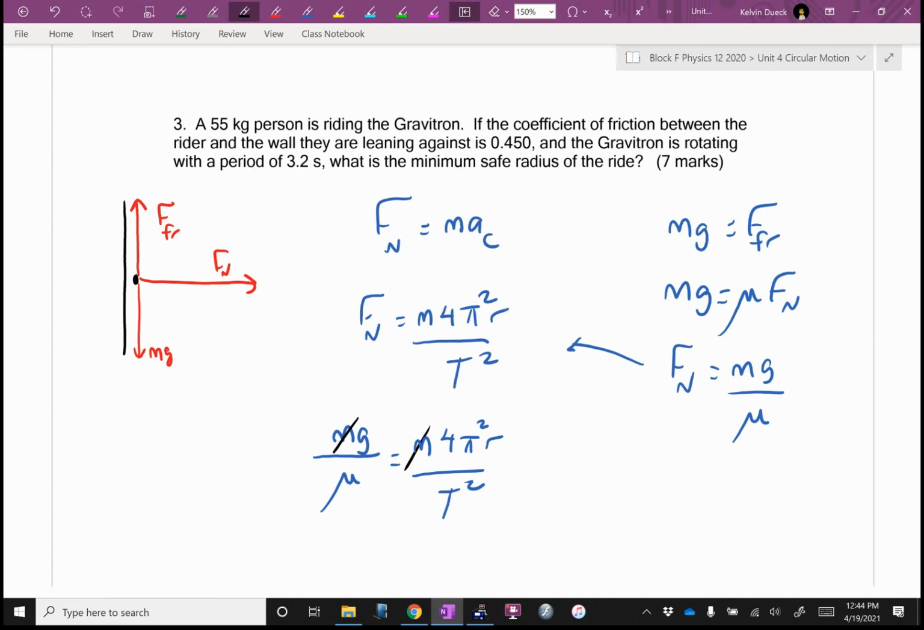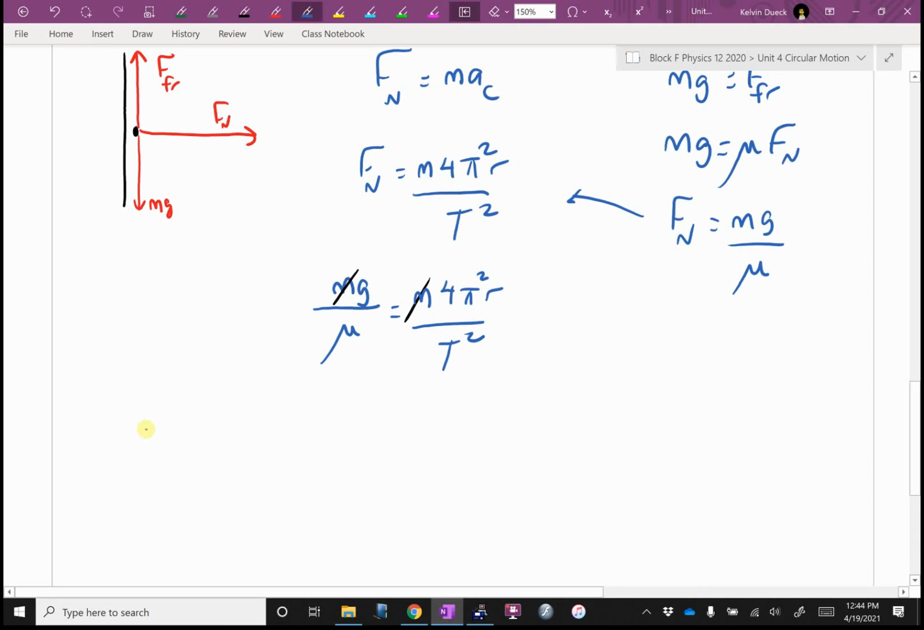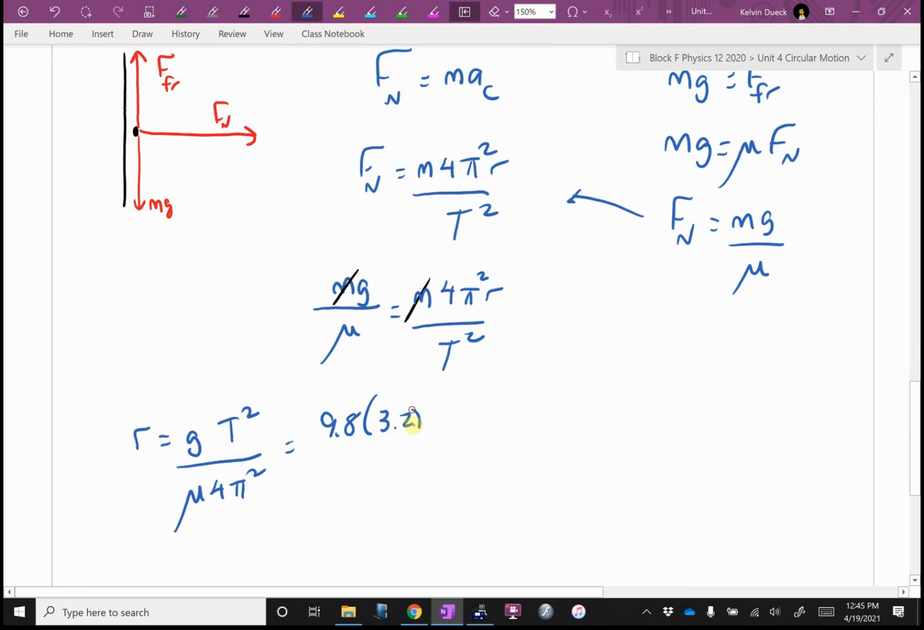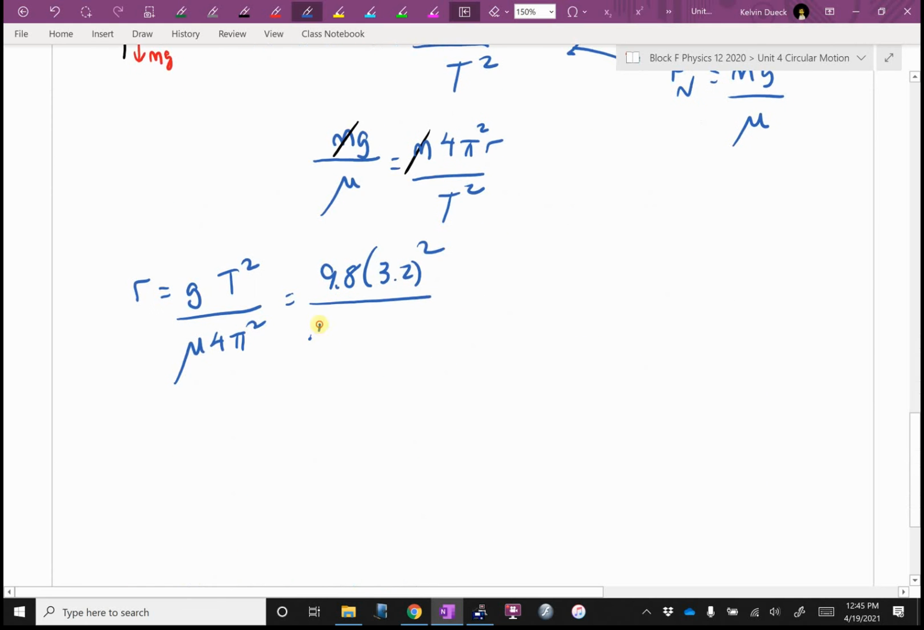What do they want me to find? R. I guess divide the 4 pi squared over and times the t squared over. Sounds good? R is going to be g t squared divided by mu 4 pi squared. It's going to be 9.8. What was the period? 3.2. Don't forget the squared. All over, what was mu? 0.45 times 4 times pi squared.